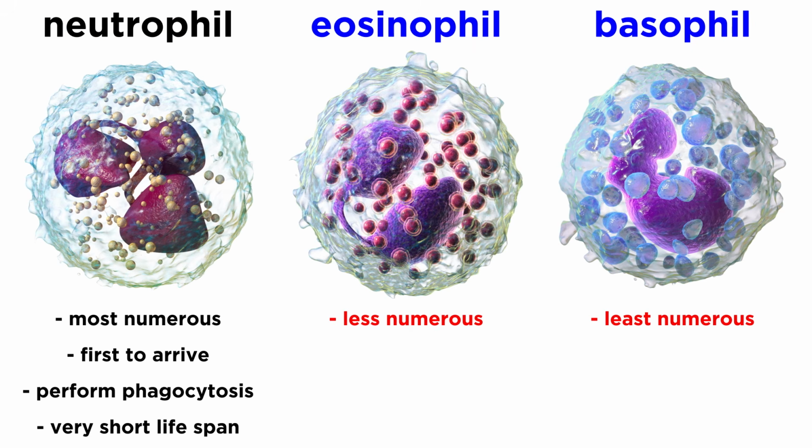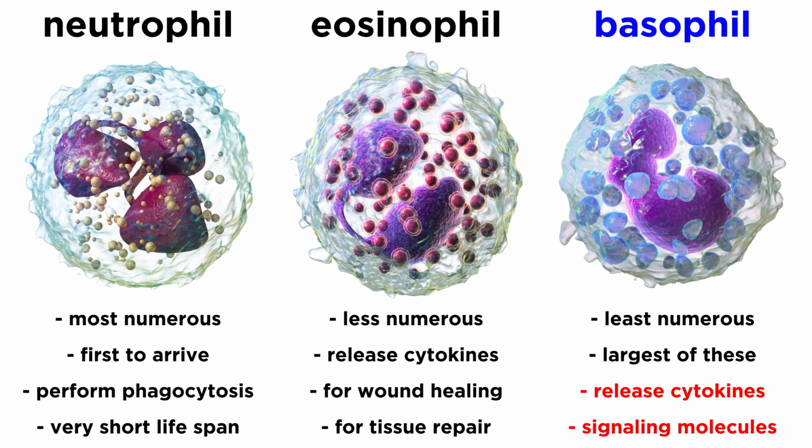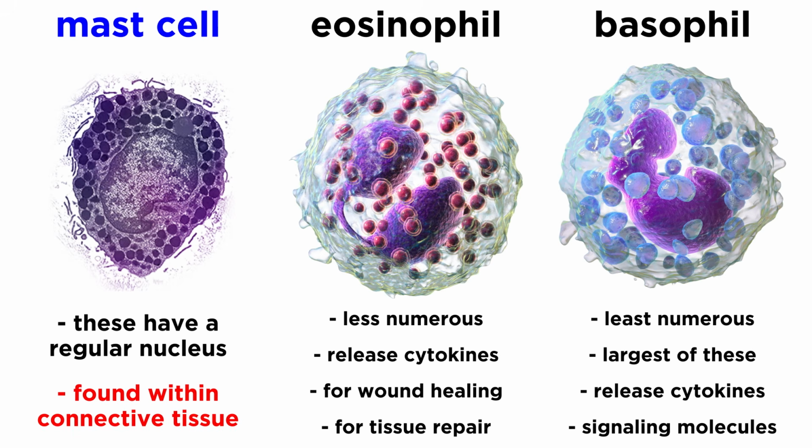Eosinophils and basophils are much less common in the blood than neutrophils. Eosinophils release many cytokines and other chemical factors that are important for promoting wound healing and tissue repair. Basophils are the least common, but the largest type of granulocyte in the blood. These secrete cytokines and other signaling molecules. Mast cells are similar to basophils, but do not have a multi-lobed nucleus and are usually found in connective tissue instead of circulating in the bloodstream.